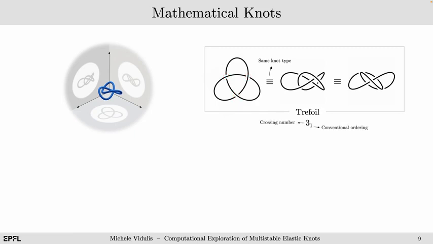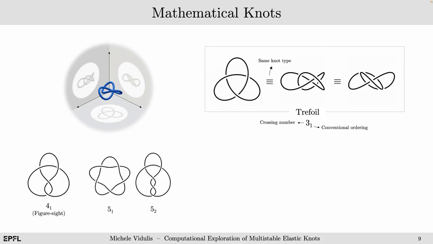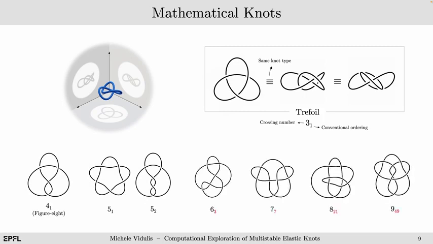The trefoil is the only knot type with 3 crossings, hence the code 3-1, where the subscript indicates a conventional ordering. There exists one knot with 4 crossings, the figure 8, 2 with 5, and as the crossing number grows, so does the number of knot types. We have, for example, 3, 7, 21, and 49 distinct knot types with 6, 7, 8, and 9 crossings, respectively.